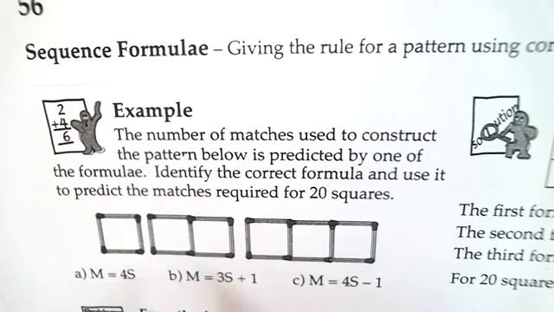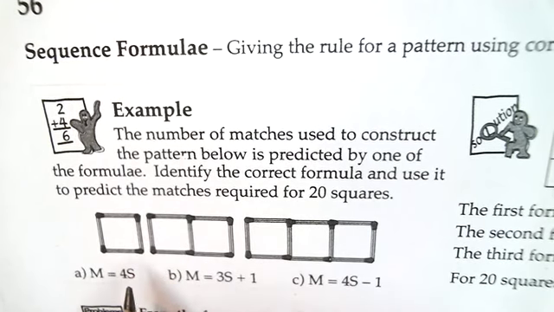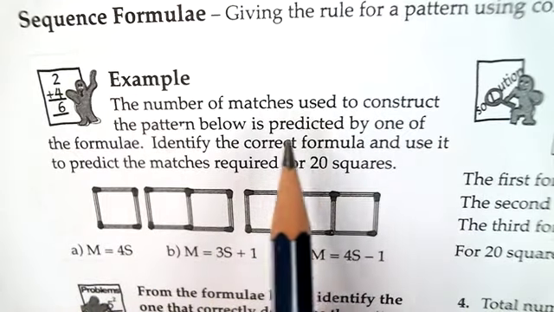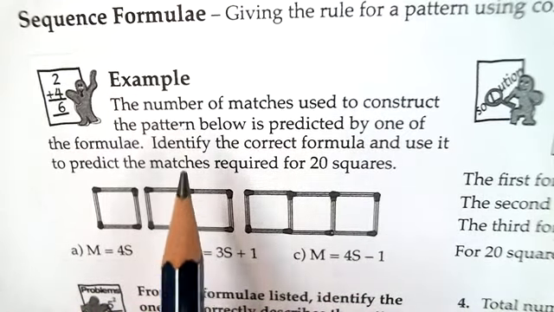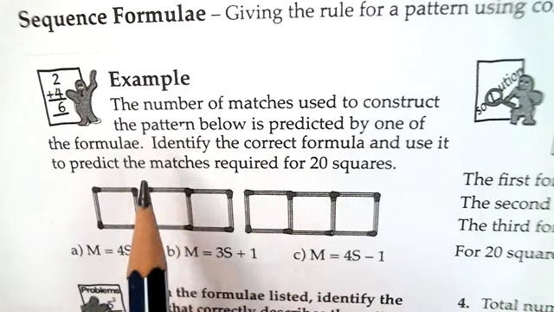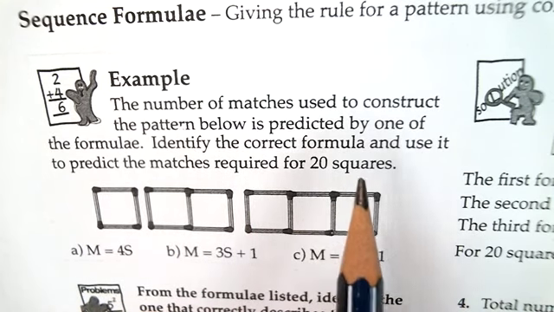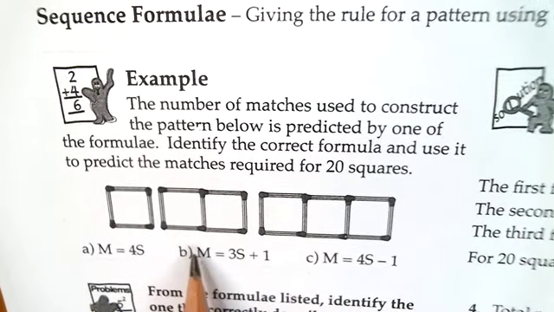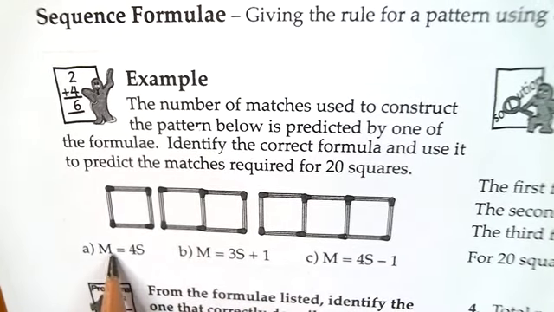So here we've got a sequence, and it says the number of matches used to construct the pattern below is predicted by one of the formulas. Identify the correct formula and use it to predict the matches required for 20 squares. So, let's just ignore the formulas we're given. They suggested, could it be that one or this one? So these are all multi-choice.